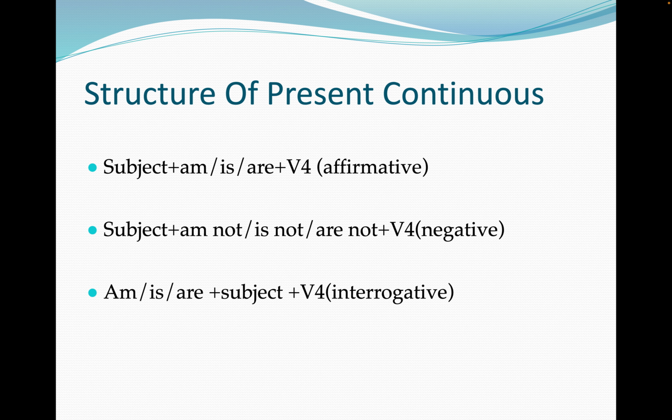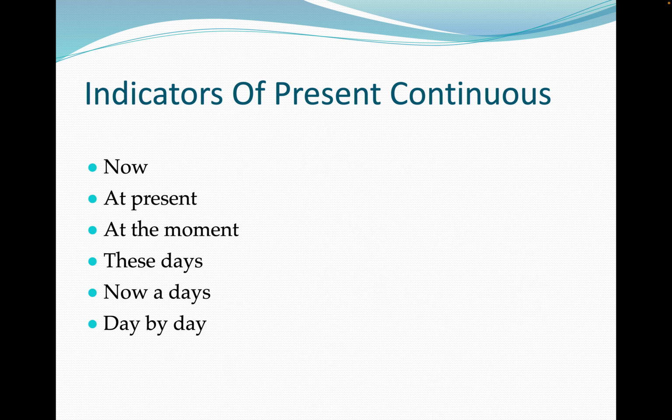And the second one is the negative form, that is subject plus am not, is not, or are not plus V4. And the last one is the interrogative sentence. While using interrogative, we have to use a sentence like am, is, or are plus subject plus V4.